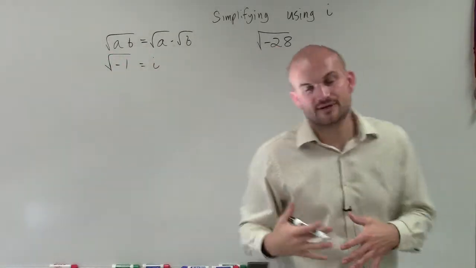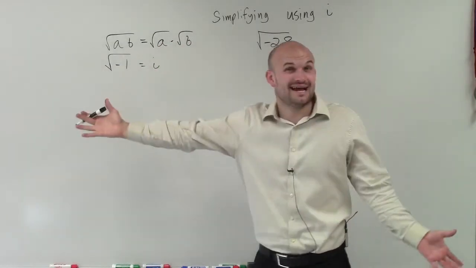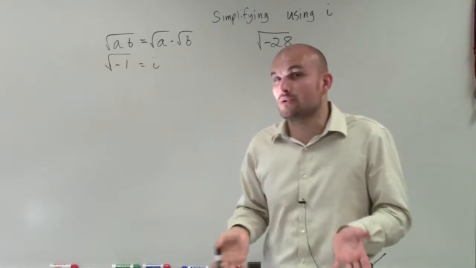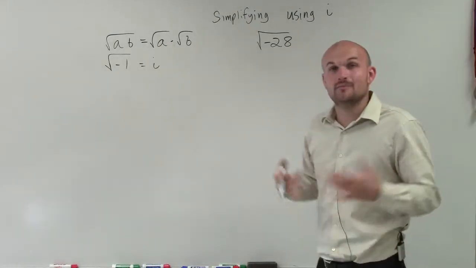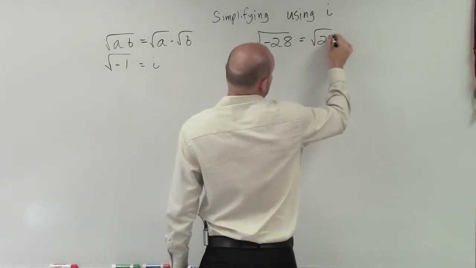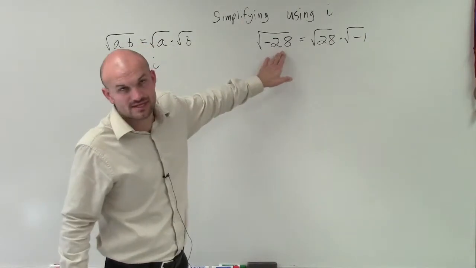So when I look at the square root of -28, the first thing we want to do is rewrite this as a product without having a negative, right? Because we understand that we can't take the square root of a negative number and have a real number. So the first thing I'm going to do is break this up and do the square root of 28 times the square root of -1. Because 28 times -1 equals -28.